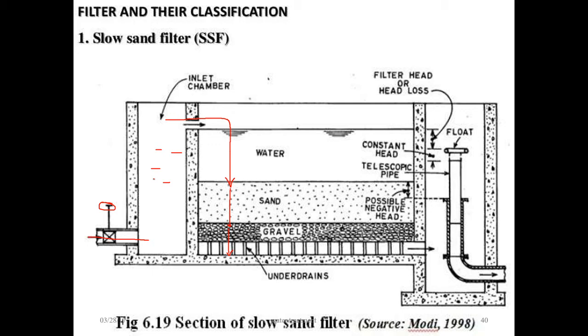Here simply I will say the slow sand filter consists of a water tank. This is the water tank. A basin containing a sand layer, the depth is 0.75 to 0.9 meters thick. You should keep it in your mind. This is the important thing.